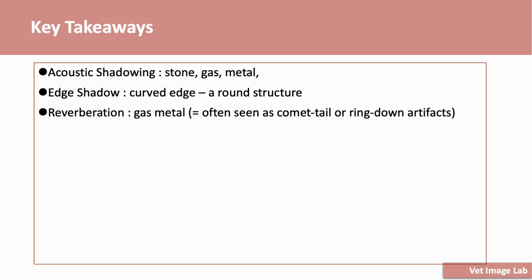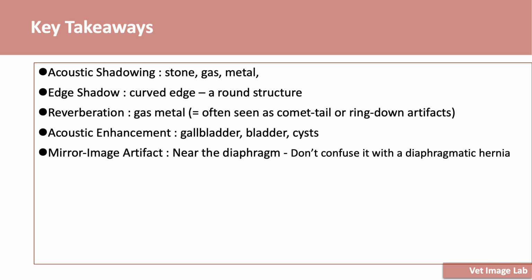Reverberation artifact creates multiple evenly spaced echogenic lines behind gas or metal, often seen as comet tail or ring down artifacts. Acoustic enhancement makes the area behind fluid-filled structures, such as gallbladder, bladder, and cysts, appear brighter due to minimal attenuation. Mirror image artifact is commonly seen near the diaphragm, so don't confuse it with a diaphragmatic hernia.